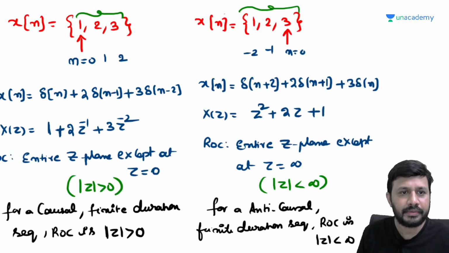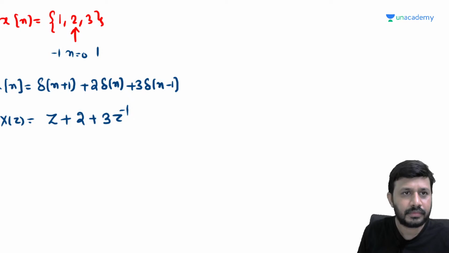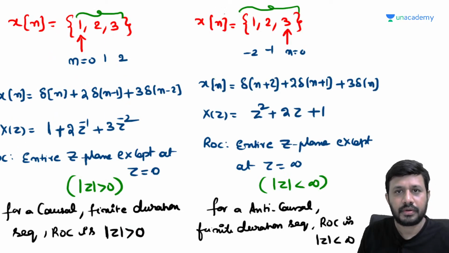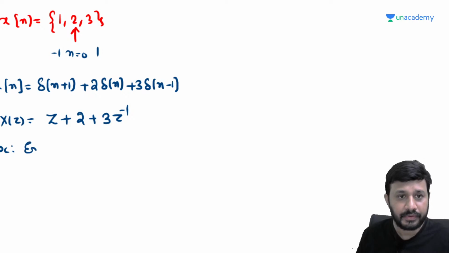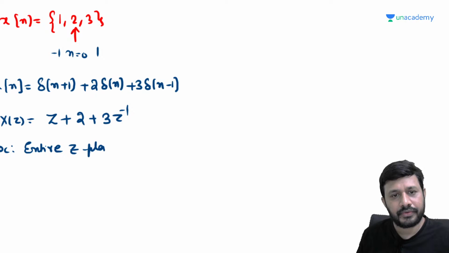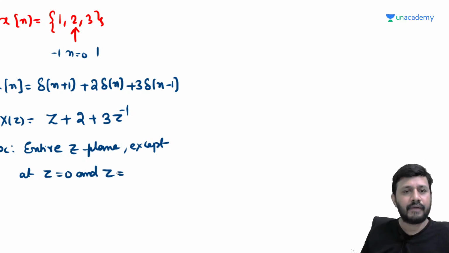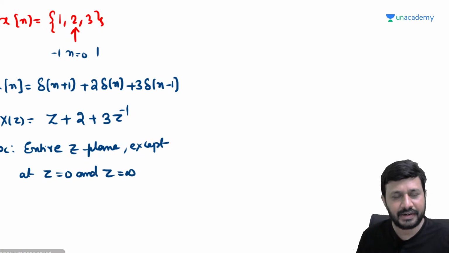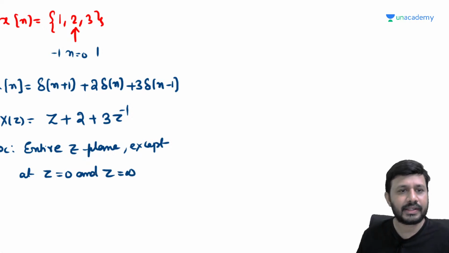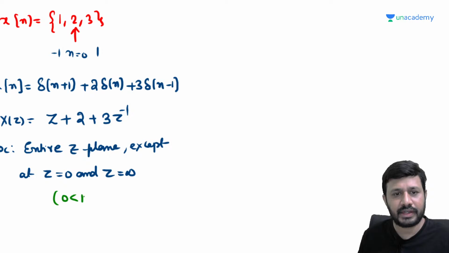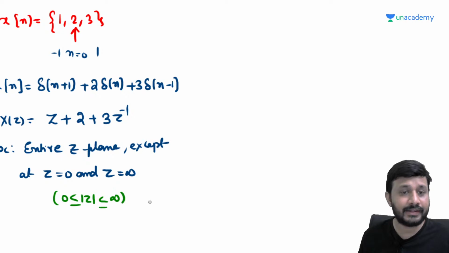So ROC would be, exactly Pranay, entire Z plane except at Z is equal to 0 and Z is equal to infinite, means the circle of 0 radius and circle of infinite radius are eliminated. Entire Z plane except at Z is equal to 0 and Z is equal to infinite, or I can write like this: 0 less than mod Z less than infinite. If I put equal symbols here, again this becomes entire Z plane.